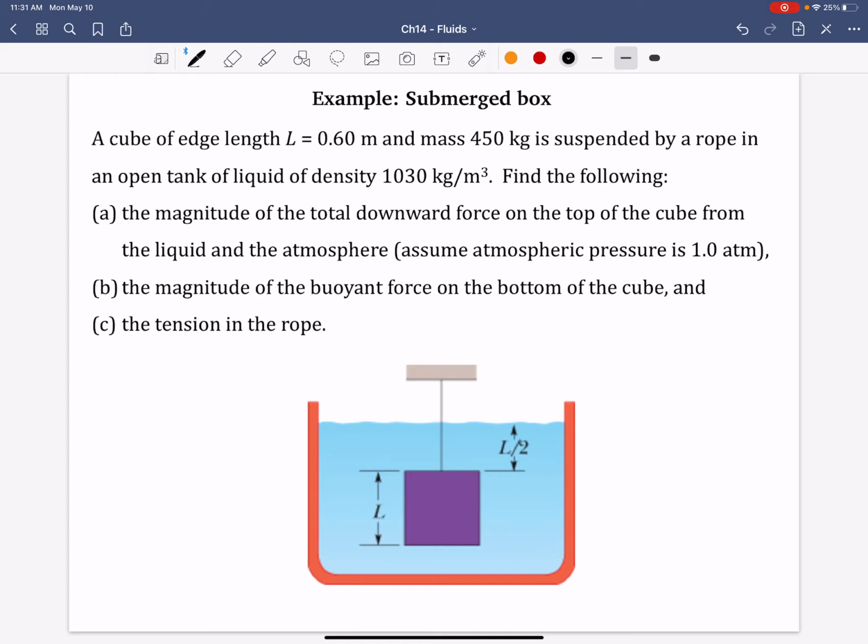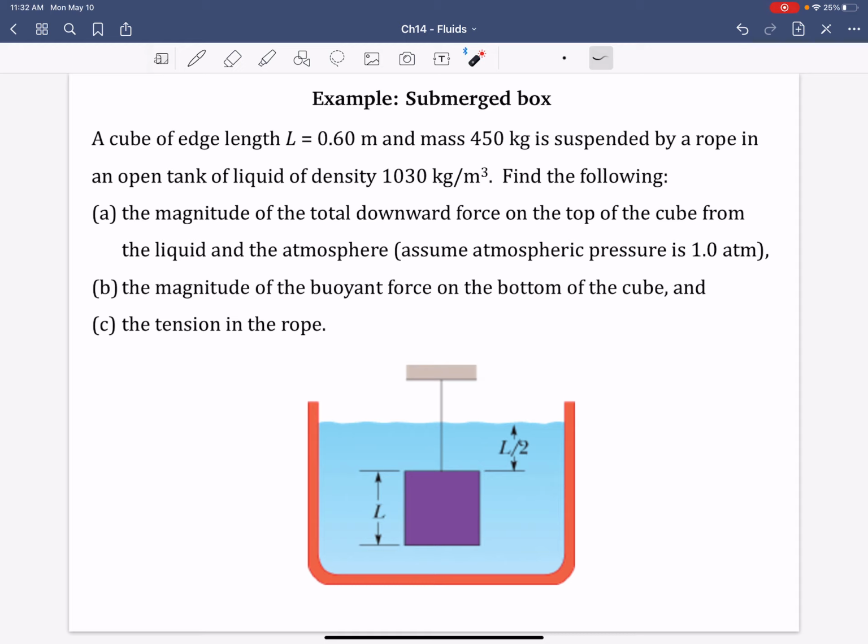So in this example, we're going to be using both Pascal's principle and Archimedes' principle in trying to find a couple of things about this submerged cube underwater. The first thing we want to find is the total downward force on the top of this cube. Well, we'll need to use Pascal's principle for this. Part B, we want to find the total buoyant force upwards on this cube, remembering that's really the difference between the force down and the force up. And lastly, we want to find the tension in that connecting string.